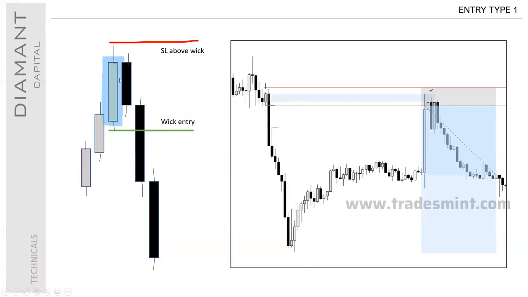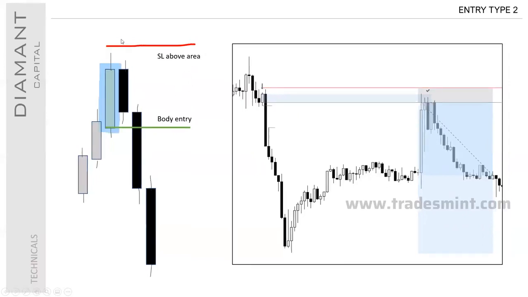Now you've got this wick entry. Stop loss would be just above the top of the wick. Second type would be the body entry. Stop loss above the area as well, just to keep it safe. So not just above the wick, but surrounding candles as well. The body entry is widely used, especially for people who work on the 1 hour time frame.